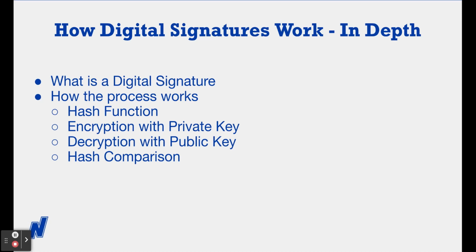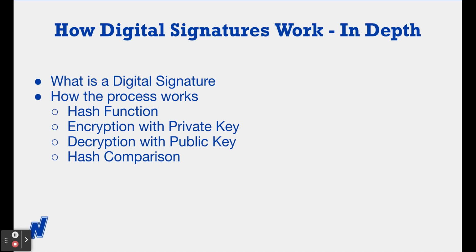Next, we'll go into step 4, creating a hash for the received message. The recipient runs the same hash function on the received message to create a new hash. And then lastly, we compare the hashes. The hash obtained from decrypting the digital signature, or the original hash, and the newly computed hash are compared.